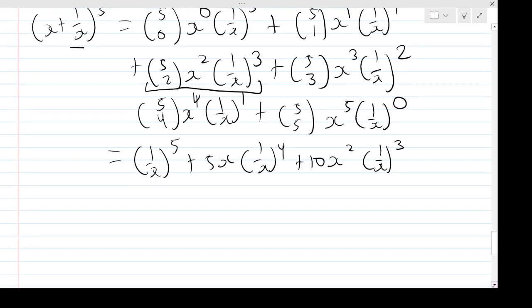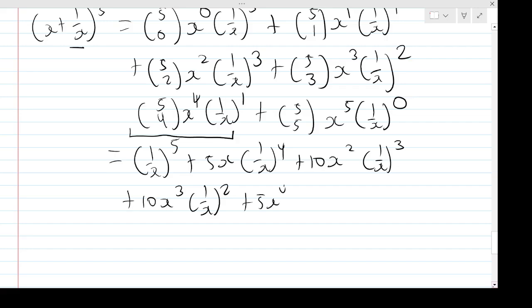Then we have the next term, which is 5 choose 3, which is also 10. So we're going to have 10x cubed times 1 over x squared. Okay, then we have this term here, 5 choose 4, which is 5. So we're going to have 5x to the 4 times 1 over x. Well, that's just power 1, so that's just 1 over x. And then 5 choose 5 is 1. So we have just x to the 5. And then 1 over x here is power 0, so that just goes to 1 as well. So we've just got x to the 5 there.